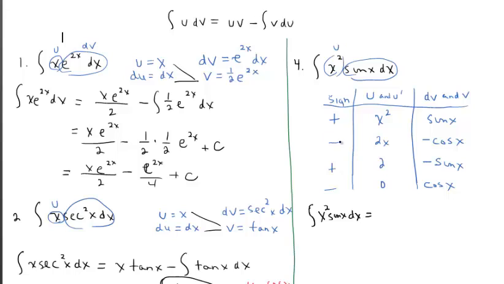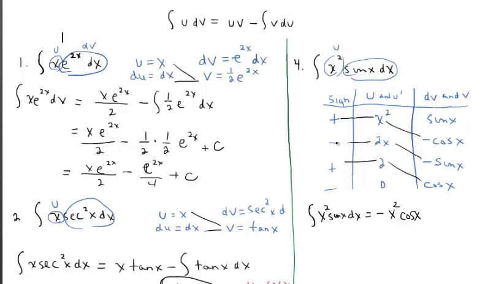Our answer is going to come from the signed diagonal products. So positive, positive, negative. So our first term of our answer is going to be negative x squared cosine x.